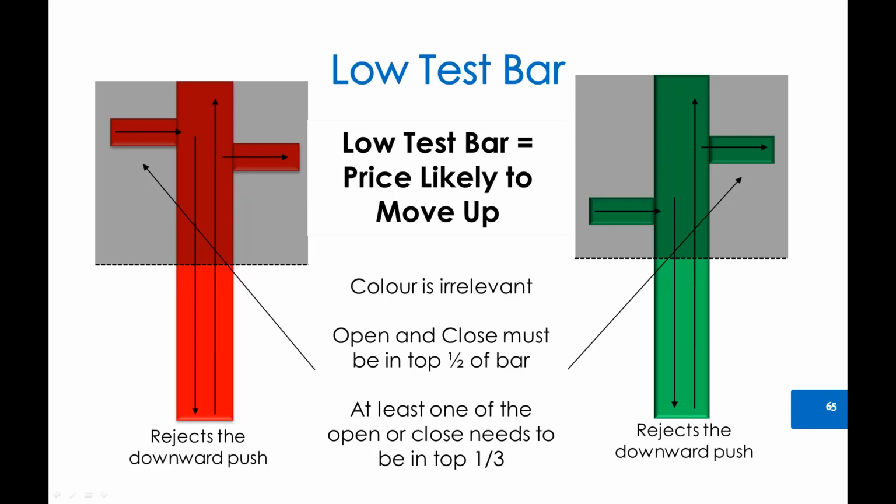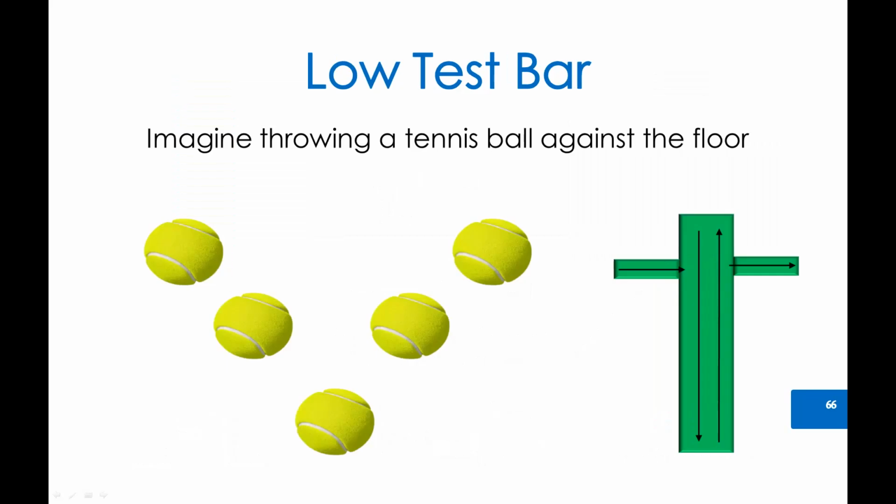The very fact that the right hand side bar is green just means that the market closed slightly higher than where it opened. So if you imagine throwing a tennis ball against the floor, the downward pressure is rejected by the floor and sprung up the other way.